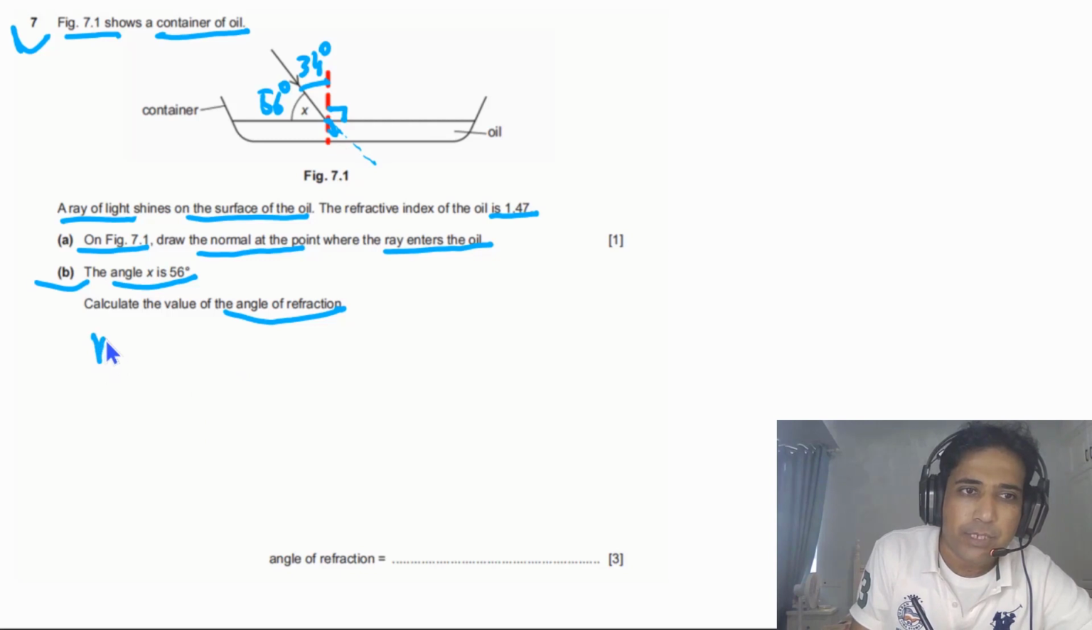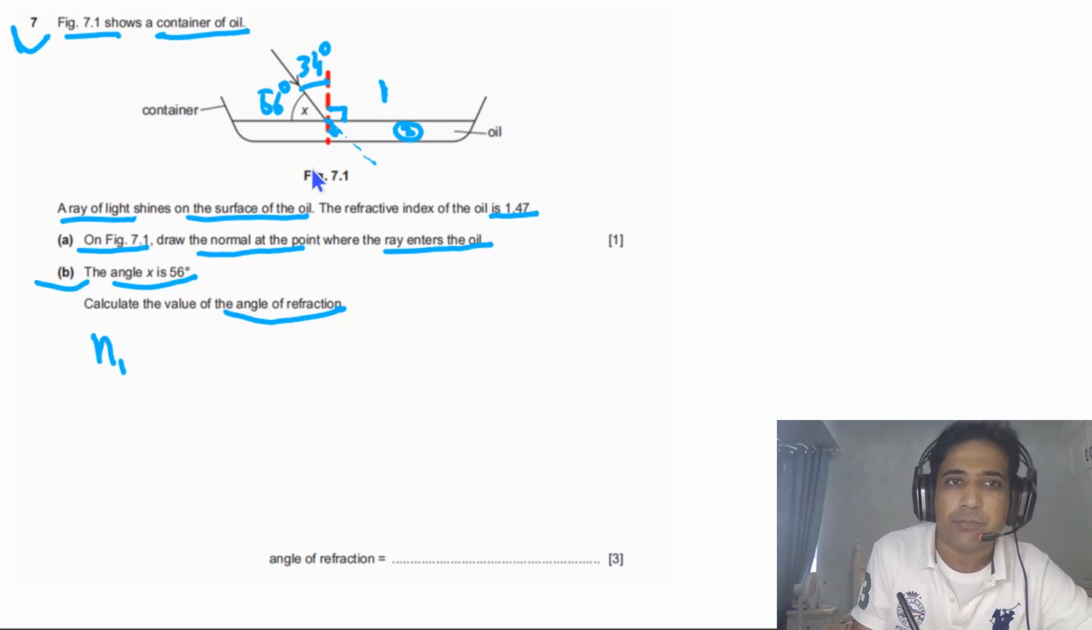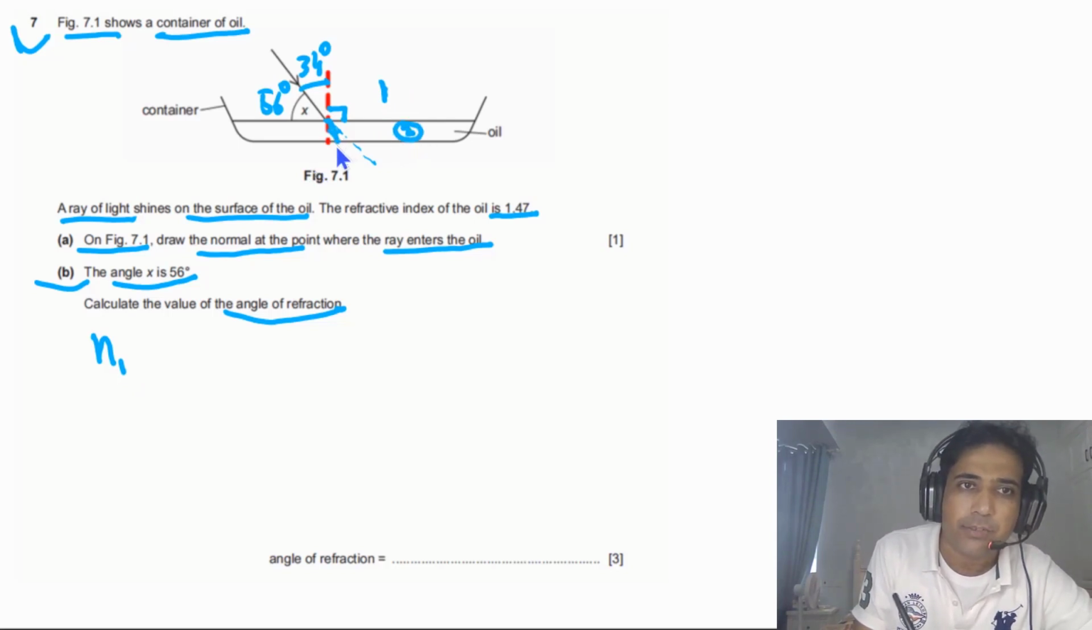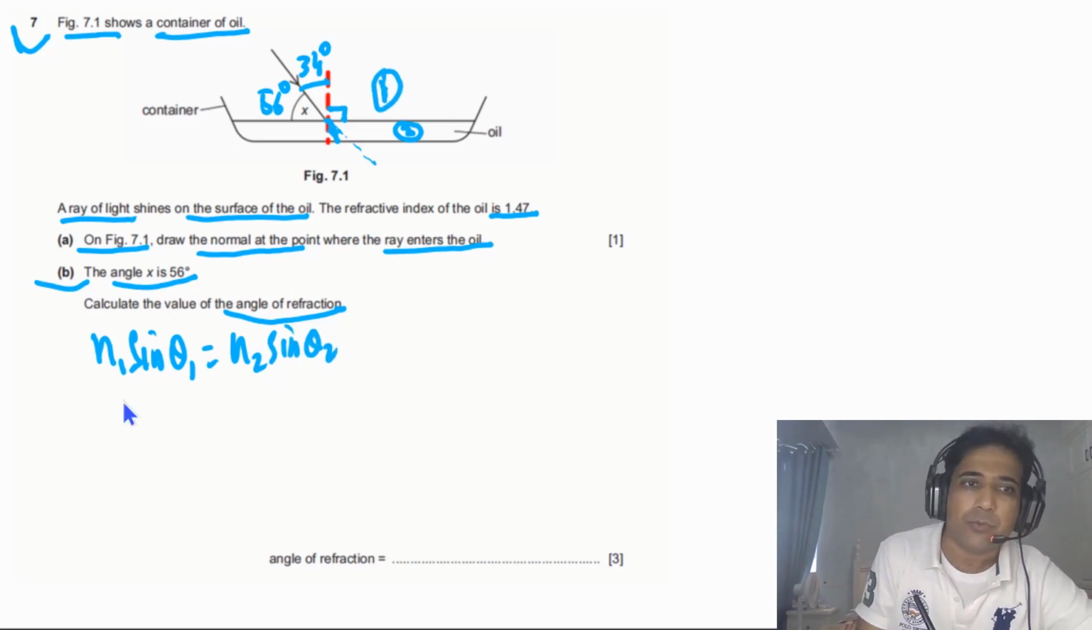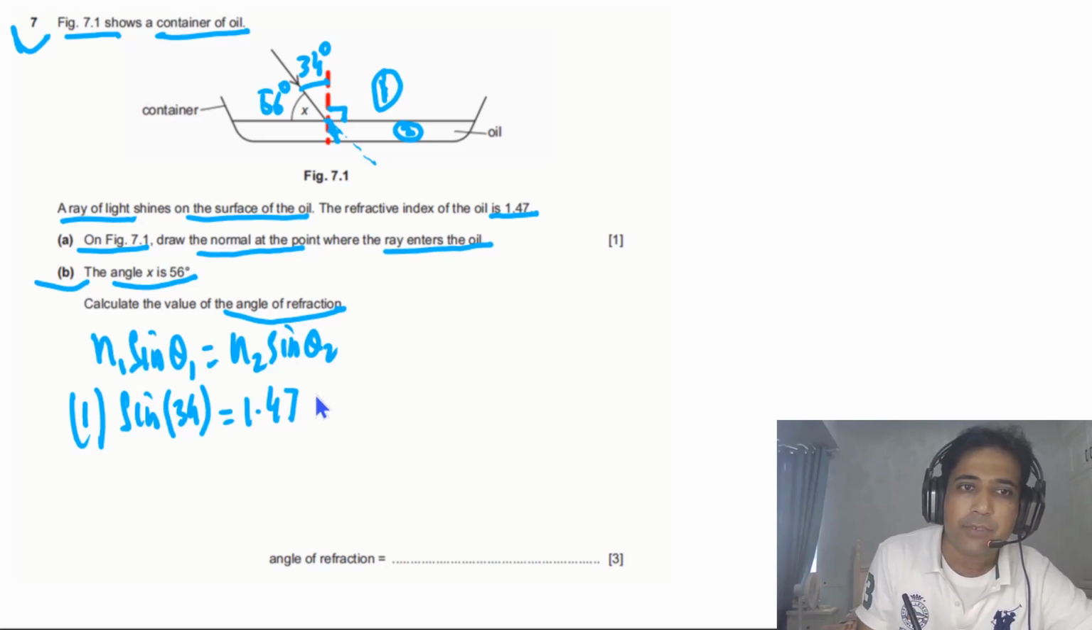So simply we have to use Snell's law. N1 is for medium 1 and N2 is for the second medium, so the ray of light will go like this. We have N1 sine of theta 1 equal to N2 sine of theta 2. N1 for medium 1 is 1, this is air. So here we have sine of 34 degrees. N2 is given to us, this is equal to 1.47. So we have to find sine of theta 2.